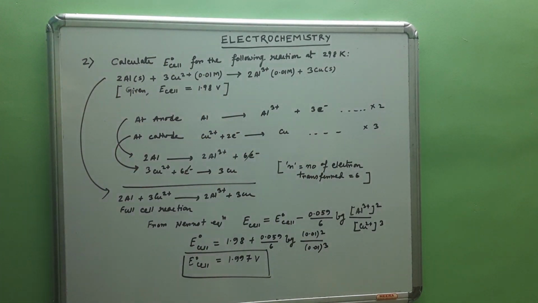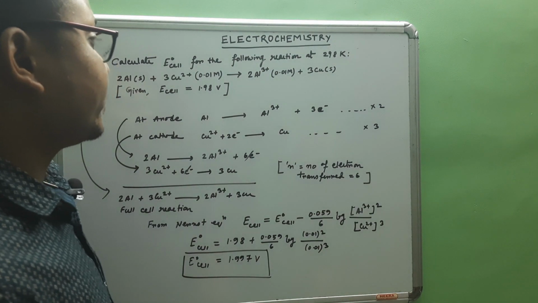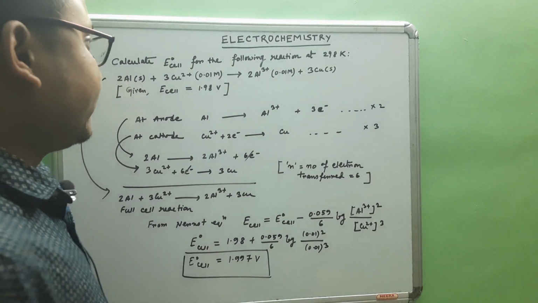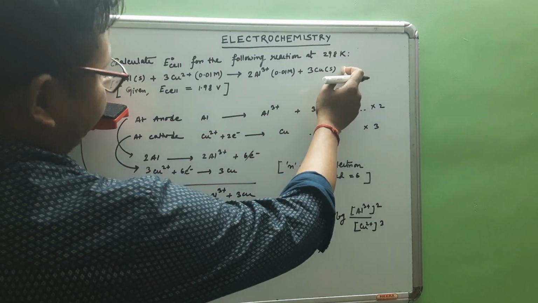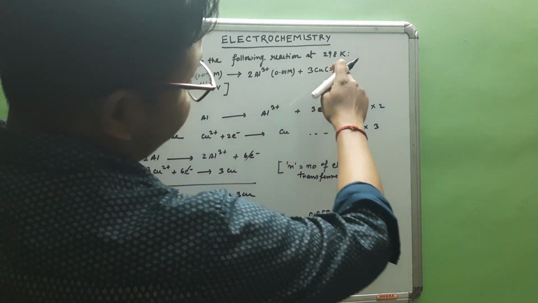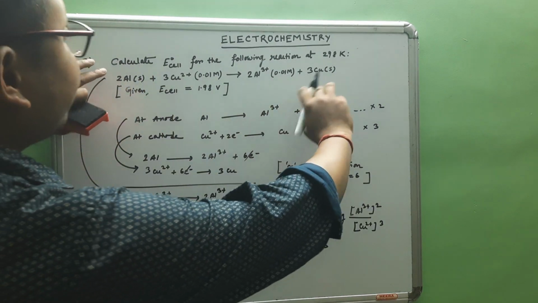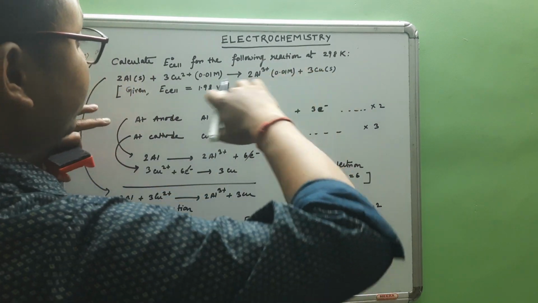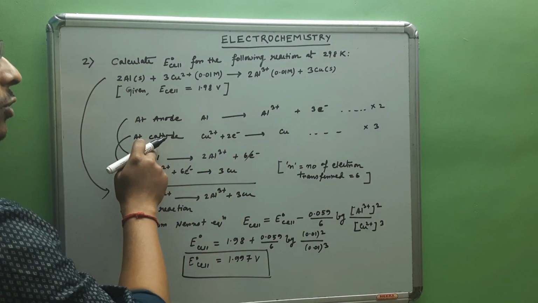So the numerical problem says to calculate E0 cell for the following reaction at 298 Kelvin, and this is the reaction. This is basically the full cell reaction. What I suggest, when you are given the full cell reaction, try to break it into two halves, the anode part and the cathode part.